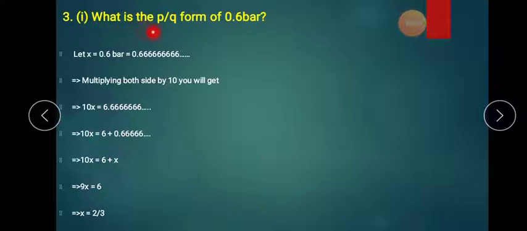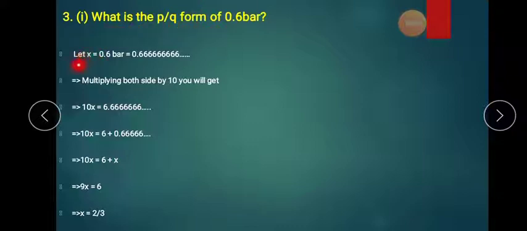What is the p by q form of 0.6 bar? Bar means the line is over 6. That means 0.6 bar, the bar is over 6. So how can we write 0.6 bar in the form of p by q, like a fraction? How can we write it? Now this question is very important, so try to understand nicely.